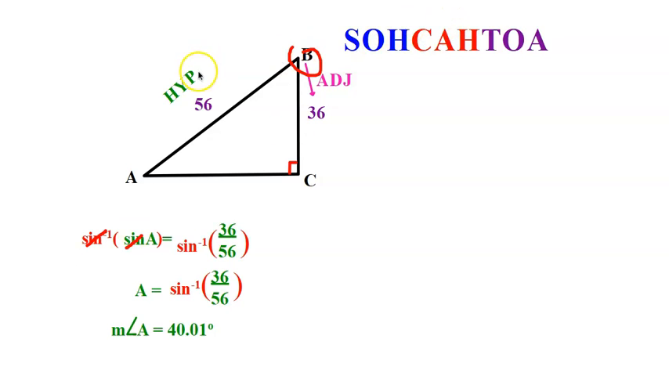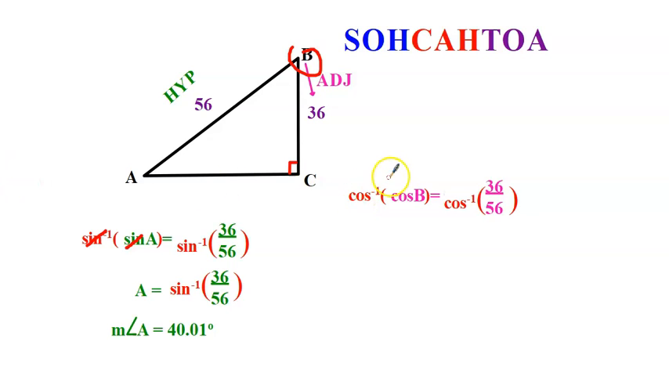So instead of using sine, I'm going to be using adjacent and hypotenuse. So that would be cosine. So the cosine of angle B equals 36 over 56. So we're using cosine, not sine. Again, we want to get rid of the cosine. So to do that, just like over here, to get rid of sine, we use the inverse sine. To get rid of cosine, we're going to use the inverse cosine.